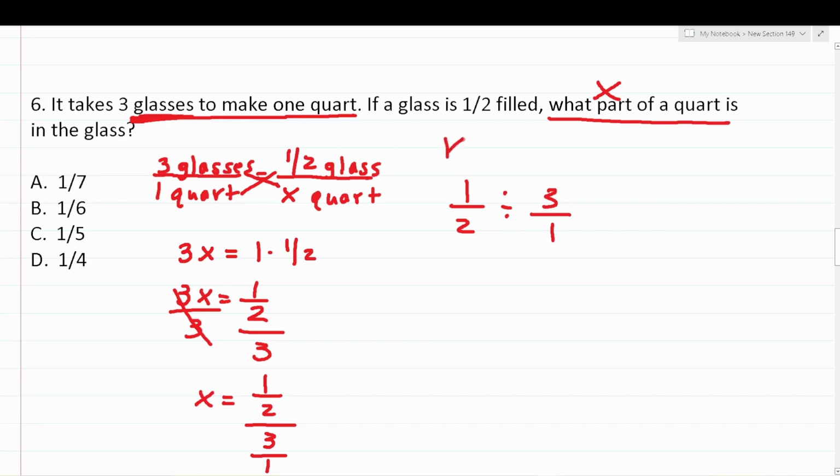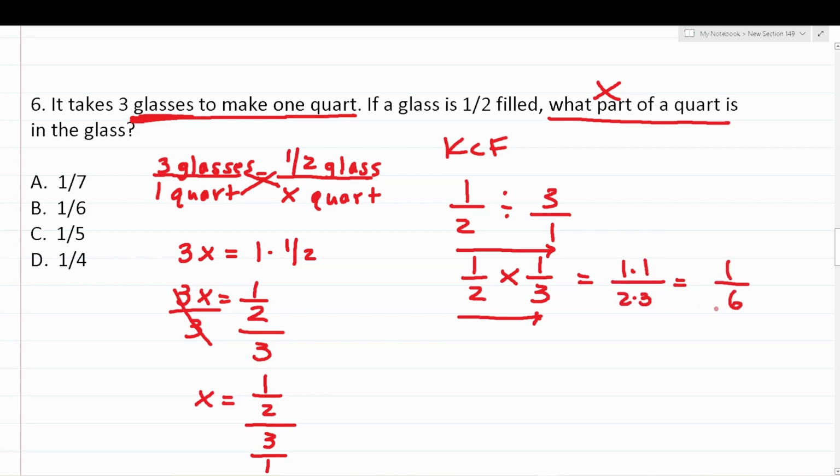Well, you would use the algorithm keep, change, flip. Keep says keep this first fraction the same, so we'll keep 1/2 as is. Change refers to division. We're going to change that from division to multiplication. Flip refers to the second fraction. Instead of being 3 over 1, it's going to be 1 over 3. Now we just have a multiplication problem involving two fractions, which means we multiply straight across. This becomes 1 times 1 over 2 times 3. 1 times 1 is 1, 2 times 3 is 6. So 1/2 divided by 3 over 1 is 1 over 6.